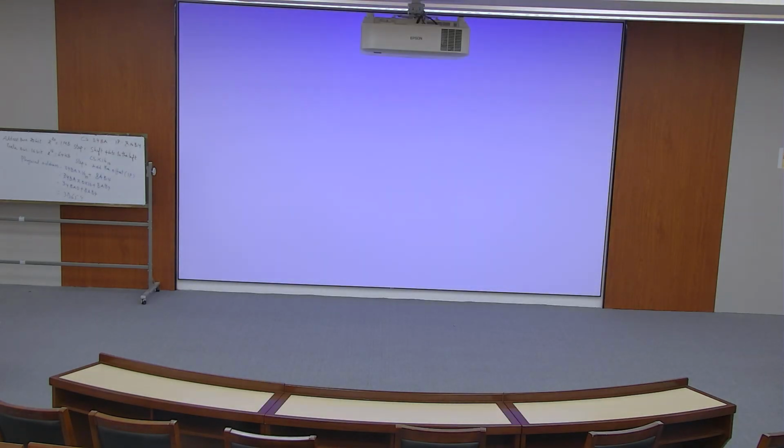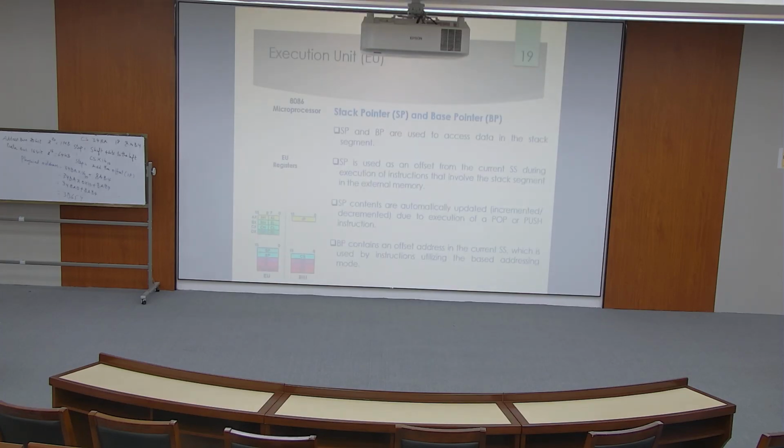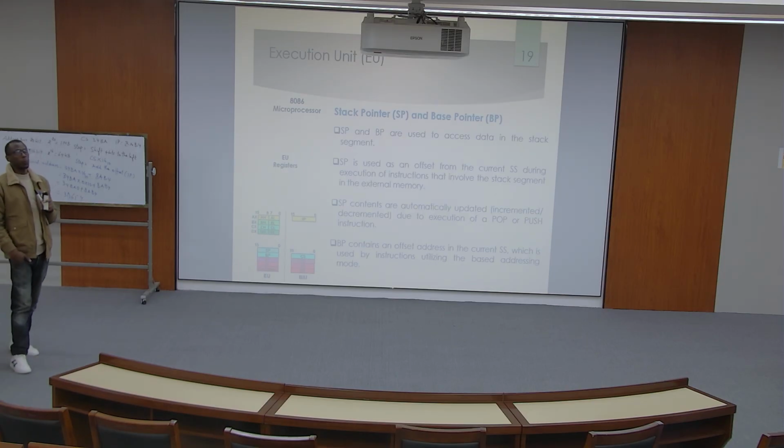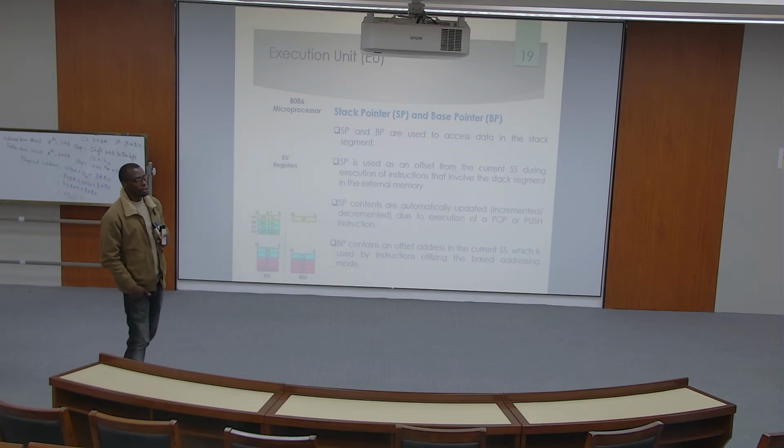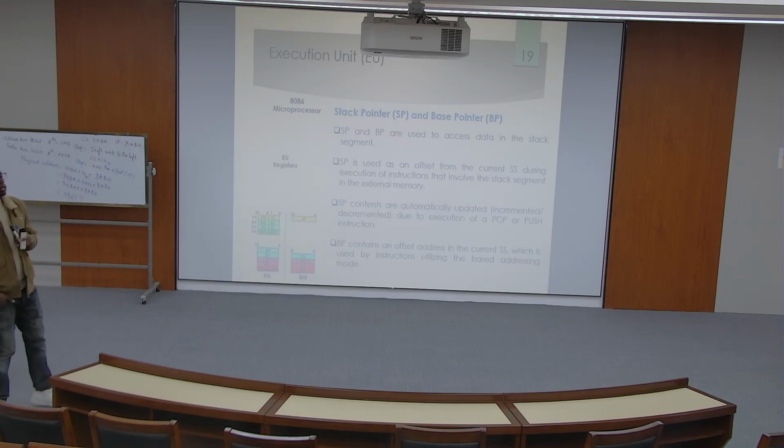Before the break, we were talking about the special registers. We talked about the stack pointer and the base pointer. We have seen that the stack pointer and the base pointer are called special registers because they are there for a special purpose. Mainly, the stack pointer is used to access data in the stack segment, and specifically it is used as an offset from the current stack segment during the execution of instructions that involve the stack segment.